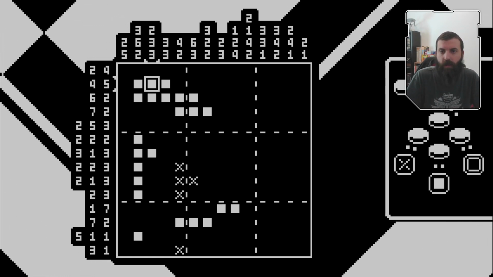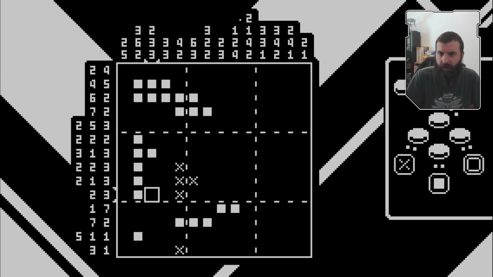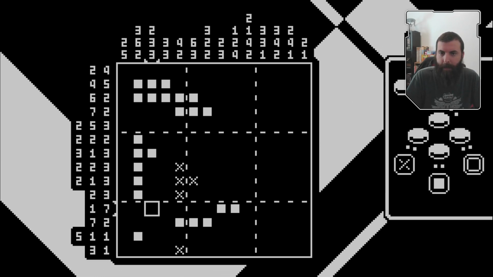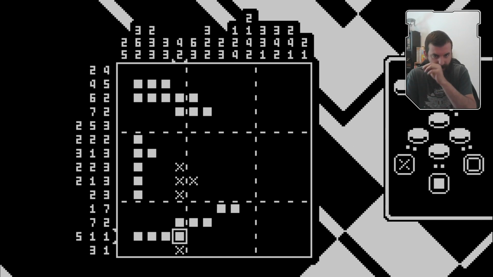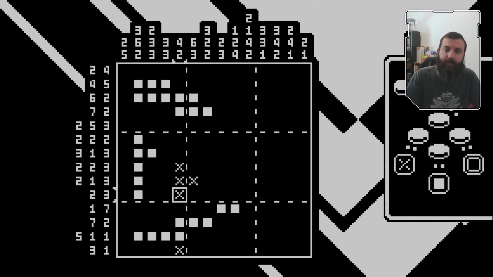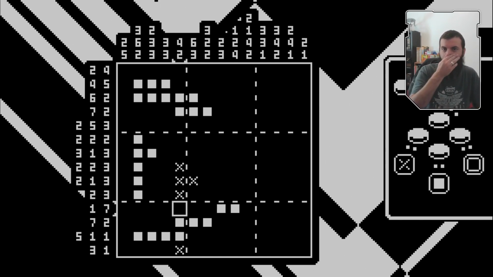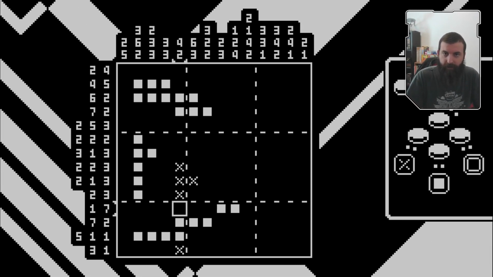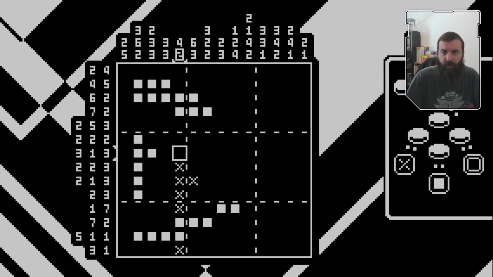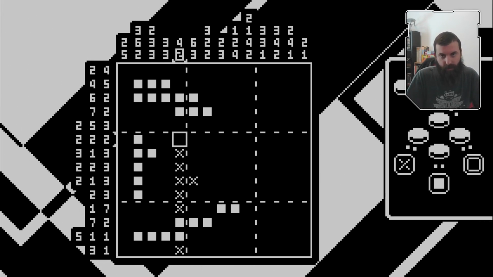Ooh. 2 doesn't help us. This 5 does help us though. Leftmost arrangement of that 5 goes to there. And, alright, so now we can start really extrapolating. So we've got this 2 and 4. We know that that's our 2, and we know that the 4 couldn't come down this far.